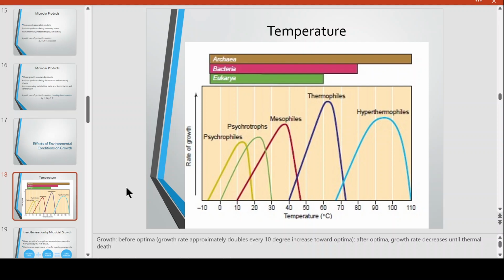And on the other end of the spectrum, we have the psychrotrophs and the psychrophiles. Psychrotrophs thrive at lower temperatures, while psychrophiles can only thrive at lower temperatures. So here are your basically microorganisms.